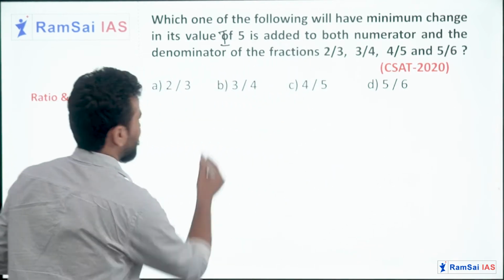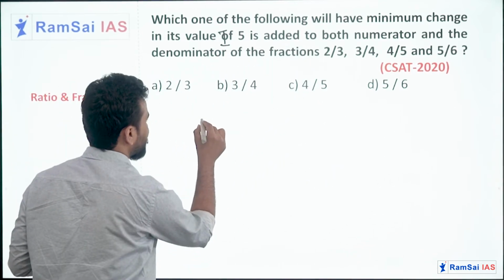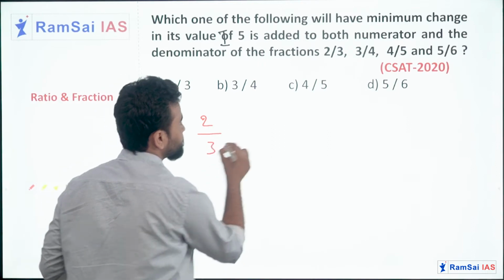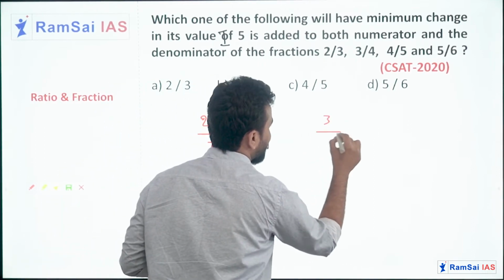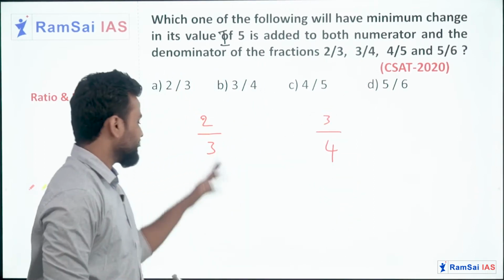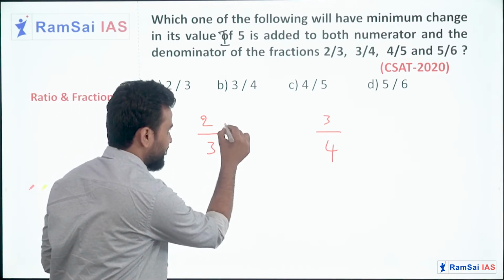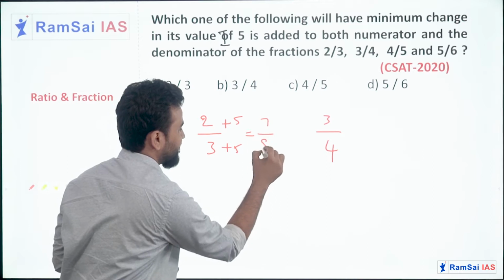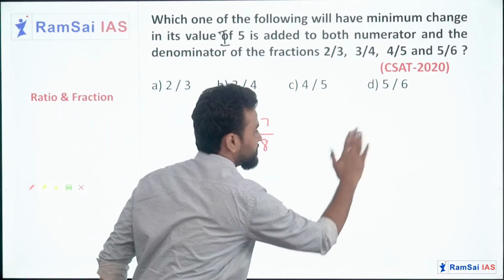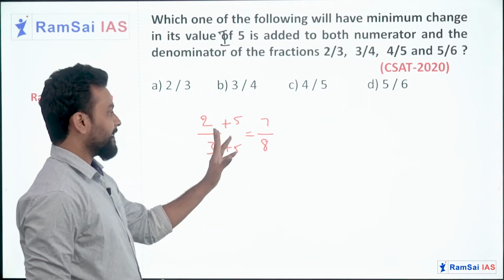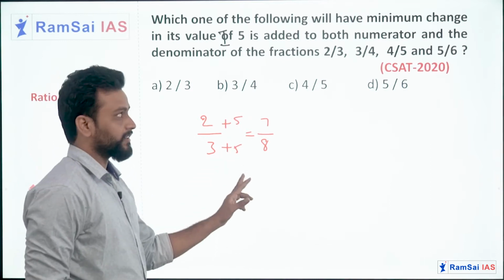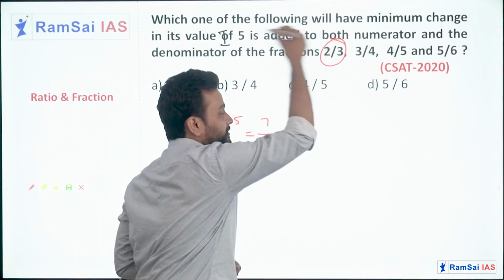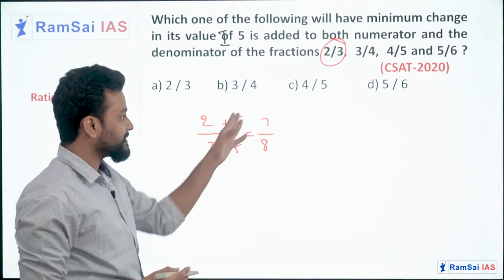Let us see. I'll write all the fractions given here, 2 by 3 and 3 by 4. I'll write the remaining later. Just imagine if I add 5 to the numerator and the denominator of the first fraction, that is 2 by 3, the fraction becomes 7 by 8, right? The resultant will be 7 by 8.